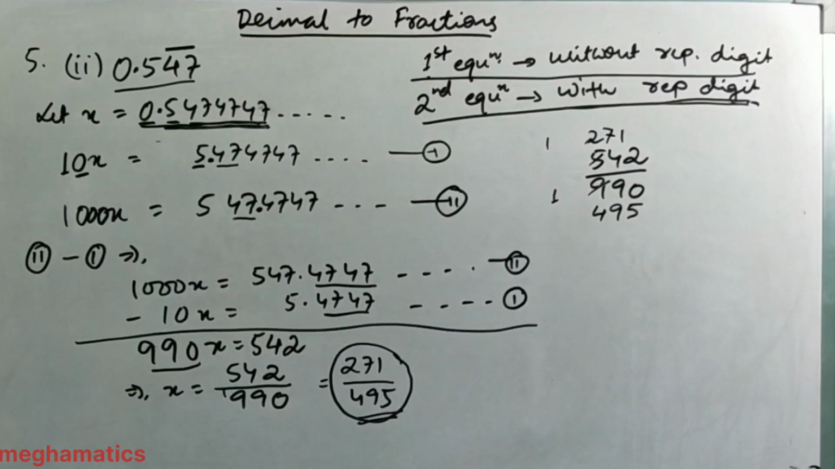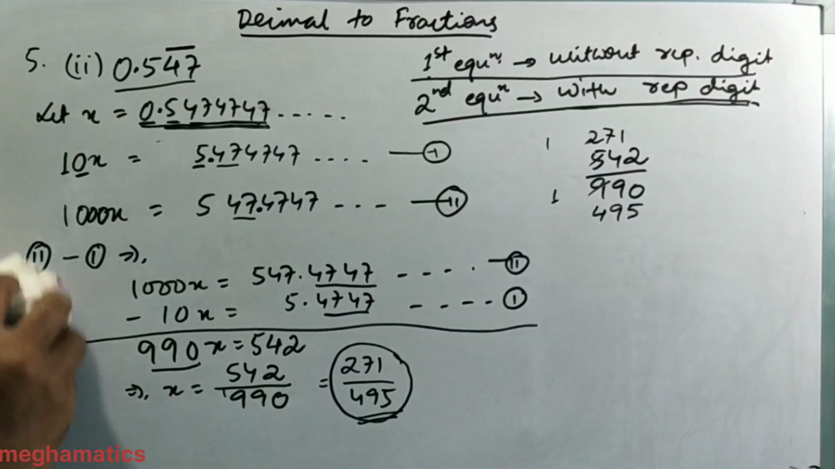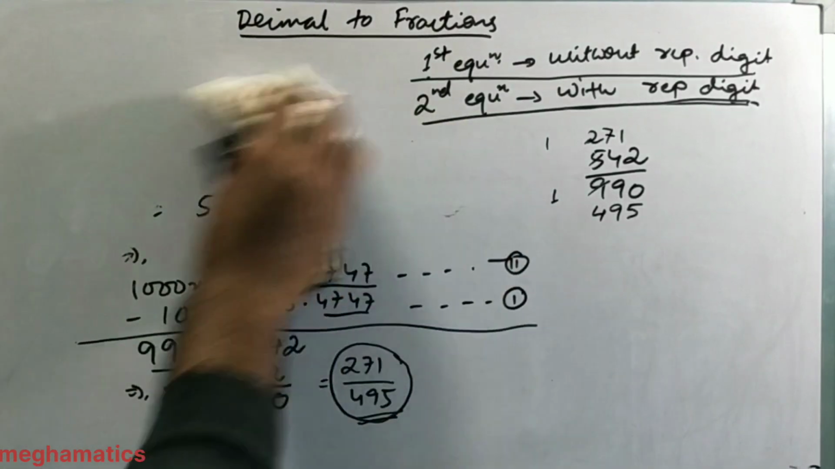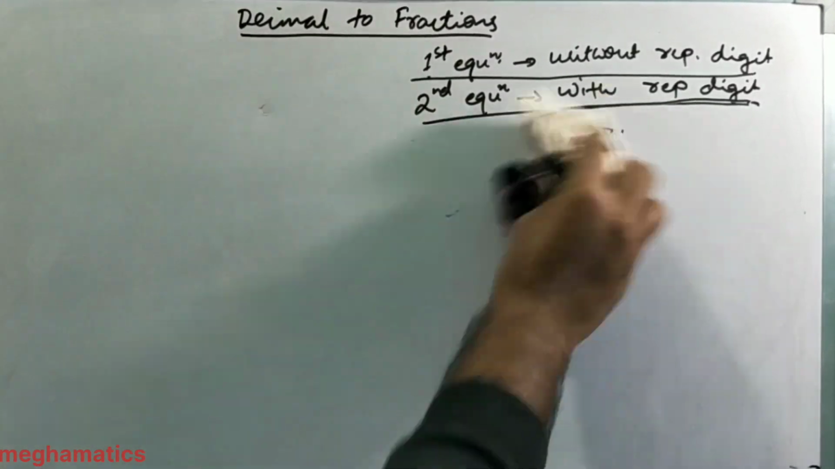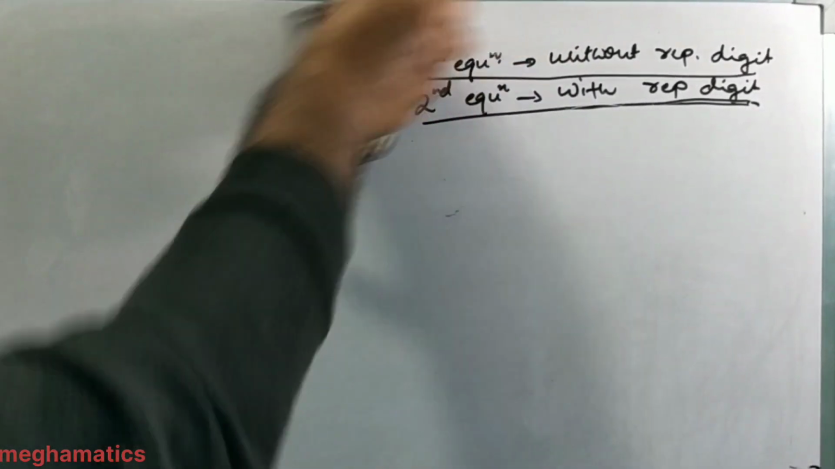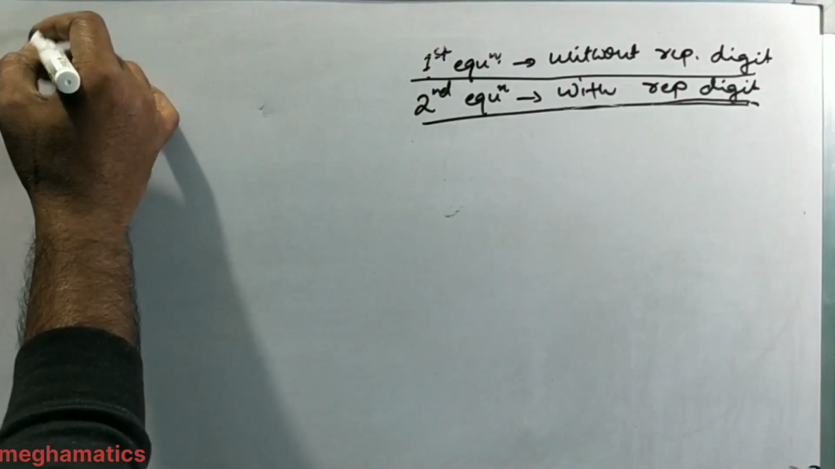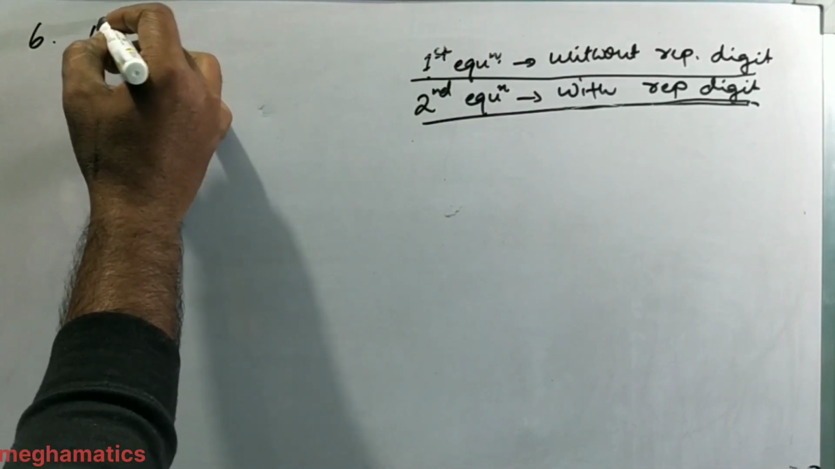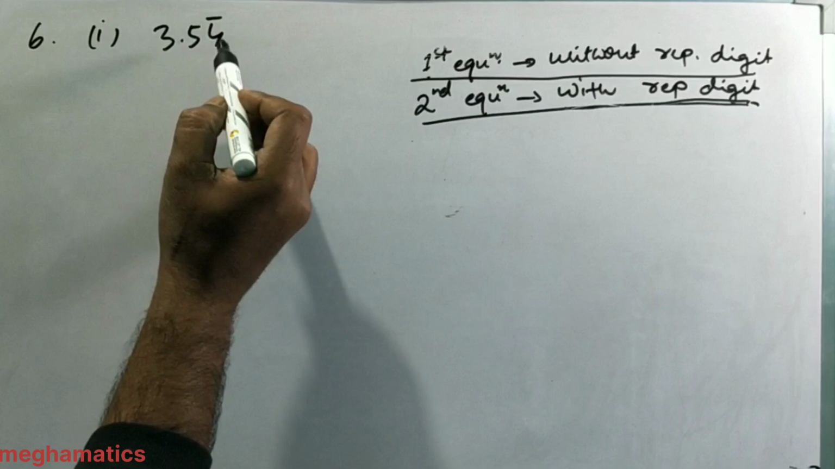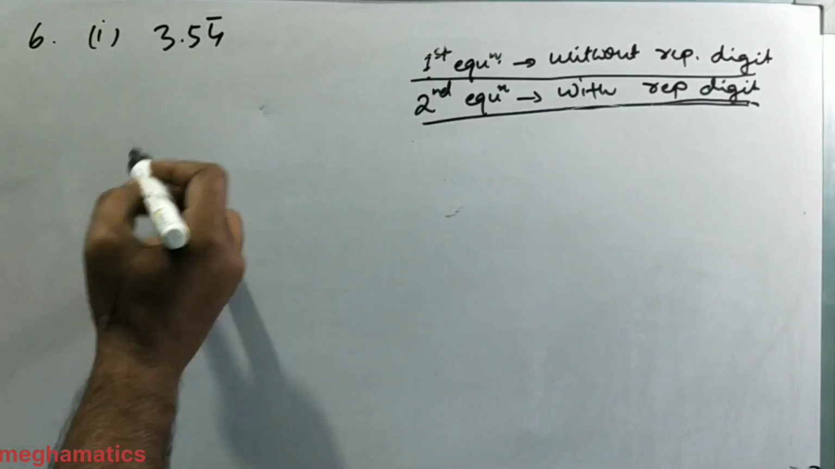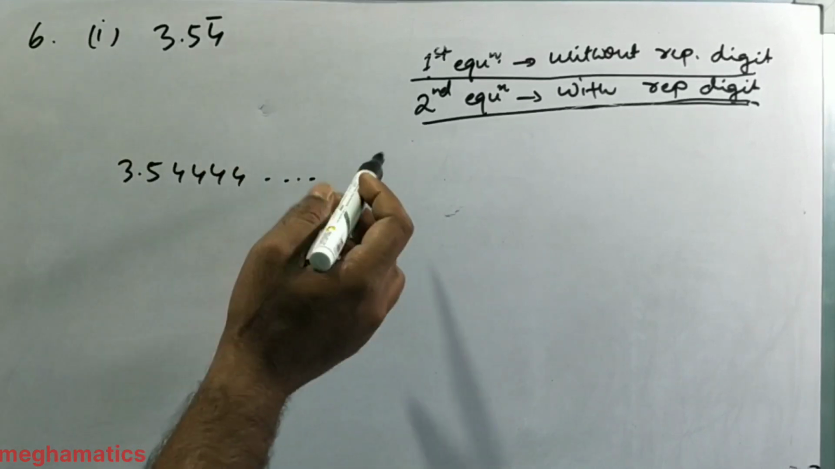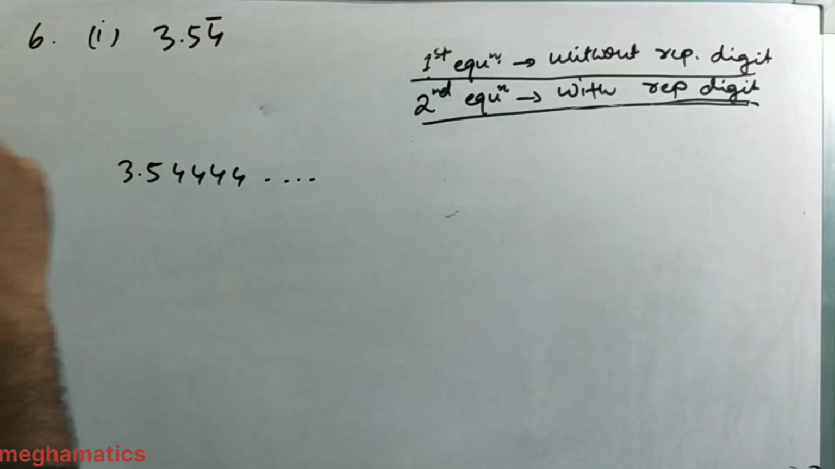Now we will learn one more question here, that is from question number 6 from the MBOSE book. And the question is 3.54 bar. This bar is on only 4. That means only 4 is repeating like this. So we will satisfy both the conditions and automatically the answer will come.